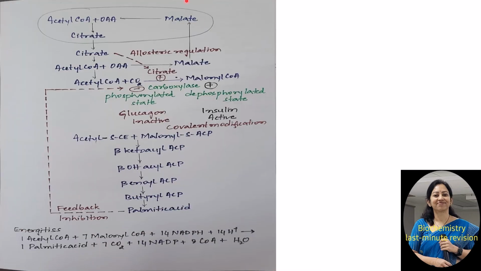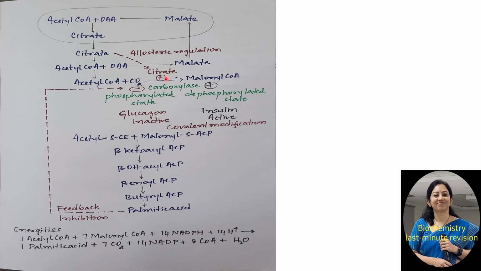Coming to regulation and the energetics part. Now this regulation is done by covalent modification, allosteric regulation, and feedback inhibition. So feedback inhibition is very easy to remember. The palmitic acid, that is the end product of de novo synthesis of fatty acid, causes feedback inhibition of acetyl-CoA carboxylase enzyme, which is a key enzyme of de novo synthesis of fatty acids. So when a large amount of palmitic acid is available in our body, it will inhibit the key enzyme, that is acetyl-CoA carboxylase. So there is no more synthesis of fatty acids.